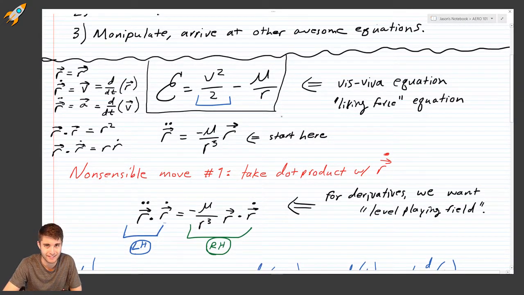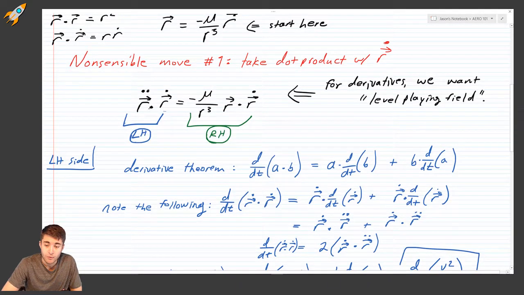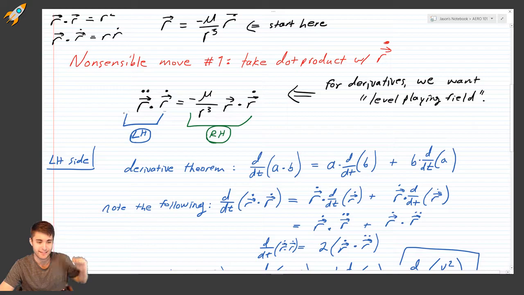And what I said is you can take a look at Vis Viva, and Vis Viva has no time derivatives in it. But there are time derivatives in this equation right here. We've got r double dot, a double time derivative. What we wanted to do was throw everything on what you can consider to be a level playing field, where all of the derivatives are at the same level.